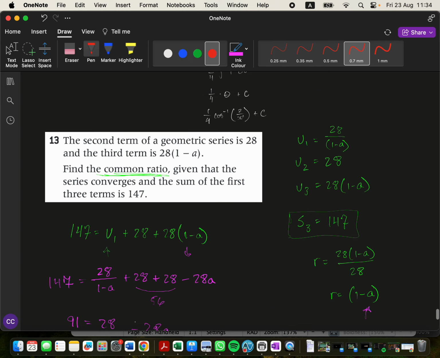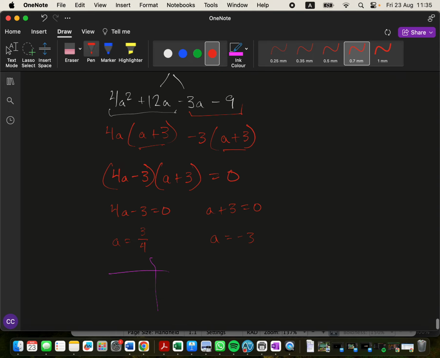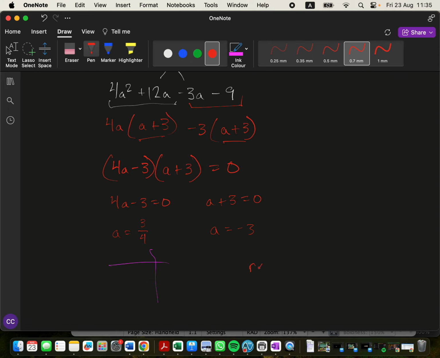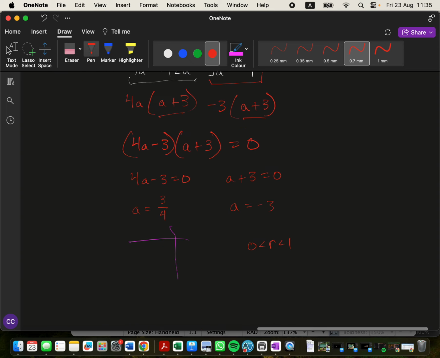Now, we're told that it converges. So for this to converge, r has to be in between 0 and 1. Well, 1 minus negative 3 is 4. That's not going to work. But 1 minus 3/4 will work.